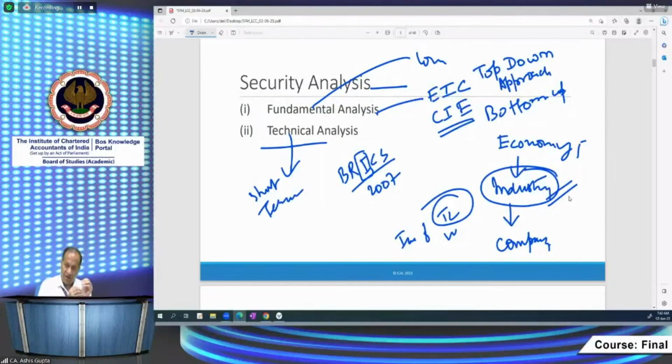In technical analysis, what we do is, maybe the company may be in a loss, but at this moment the company's share is flourishing. The company's share is going on a higher side. So it may be possible that we buy the share and sell the share very quickly to book the profit. All these are conducted through technical analysis.